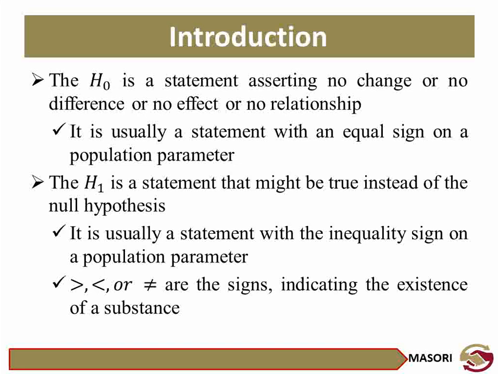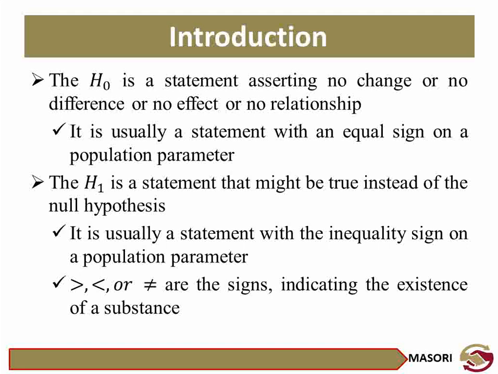And the alternative is simply indicating the existence of a substance, or existence of a relationship, existence of an effect, existence of a difference, or existence of a change. When we are stating our alternative hypothesis, we are saying there is a change, or there is a difference, there is an effect, or there is a relationship.